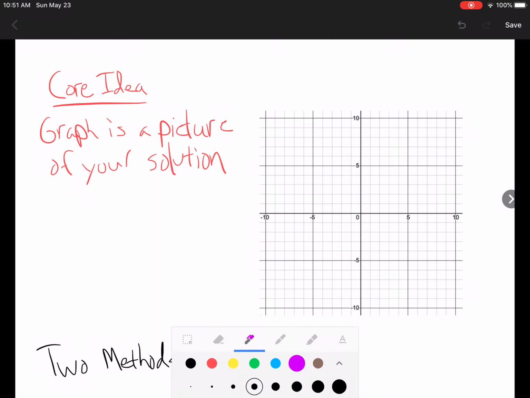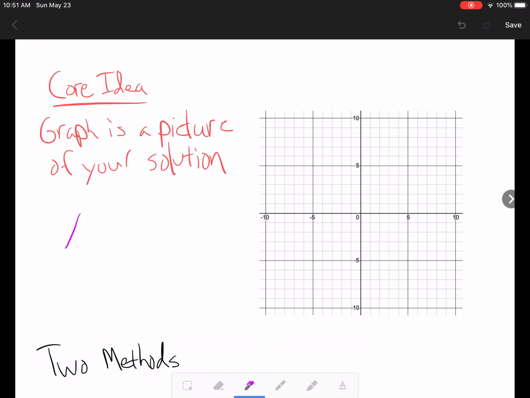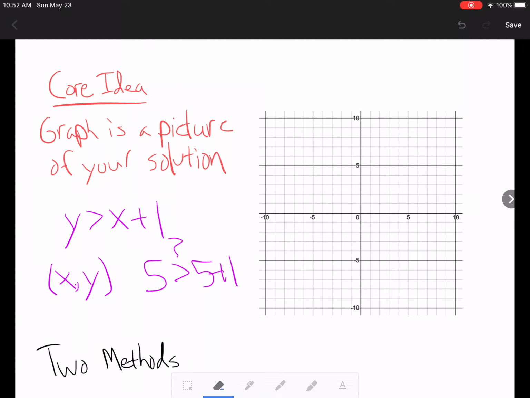So now what we're going to be looking at is something like, and let's just keep it real simple, y is greater than x plus 1. We want some sort of values for x and y, so an x comma y, that will make this inequality be true. For example, if I were to take something like 5, 5, would it actually work? Let's find out. 5 is greater than 5 plus 1? And no, that wouldn't work out. So that's not a solution, so we're going to get rid of that.